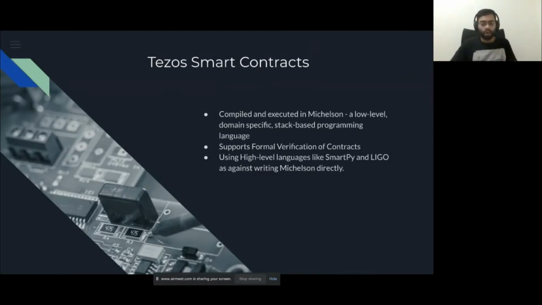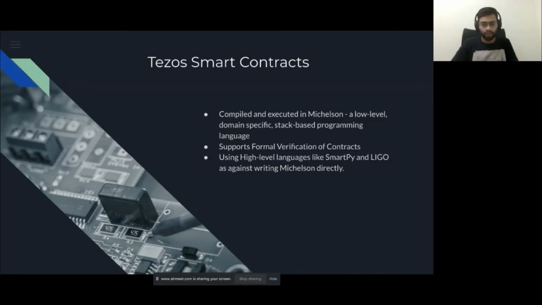So one step that Tezos takes in that direction is basically supporting formal verification of contracts. And what that means is that whenever you write contracts, you can support them with some test suites, some test cases to run the smart contract against and formally verify its output. We will see an example of this.